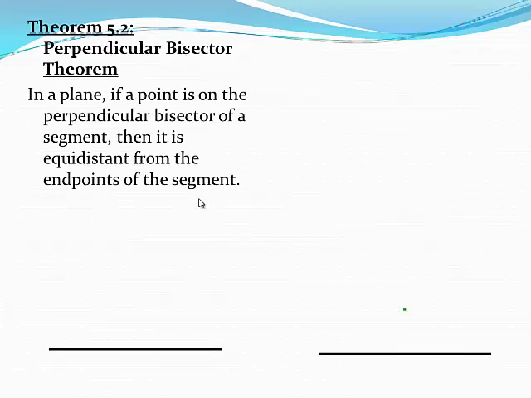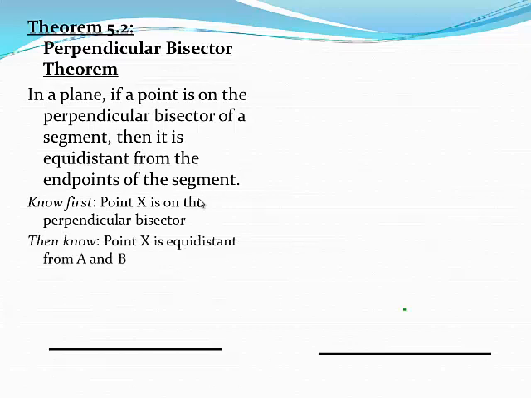The perpendicular bisector theorem: in a plane, if a point is on the perpendicular bisector of a segment, then it's going to be equidistant from the endpoints of that segment. So if I first know point X is on the perpendicular bisector, the second thing I can conclude is that point X is equidistant from A and B. So we can conclude that these two segments are going to be congruent. And again, perpendicular bisector means that it's perpendicular and that these two lengths here are going to be congruent.